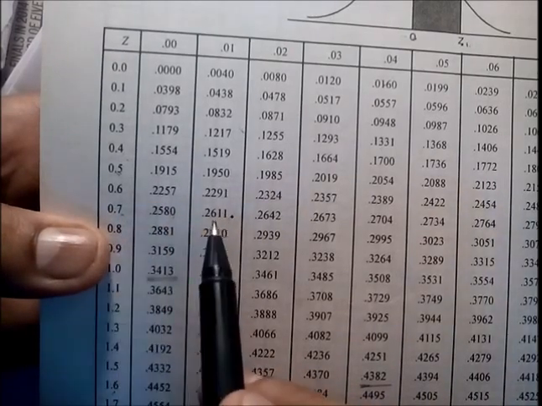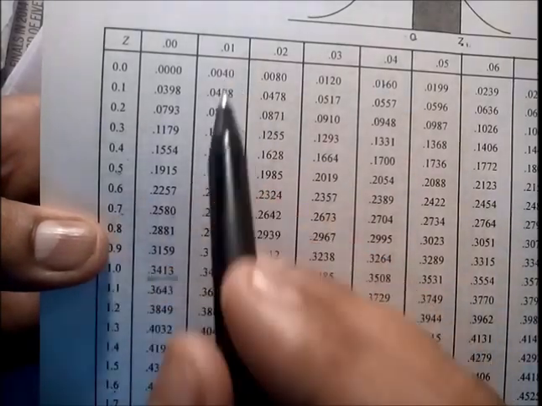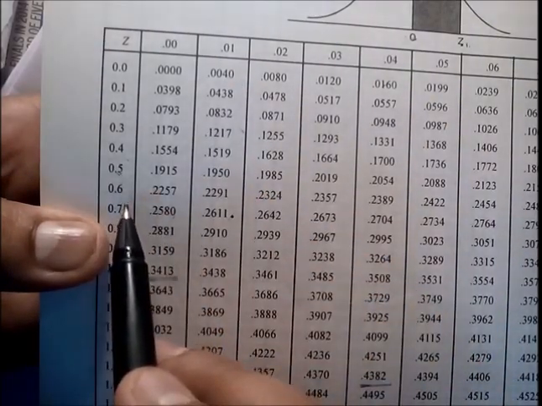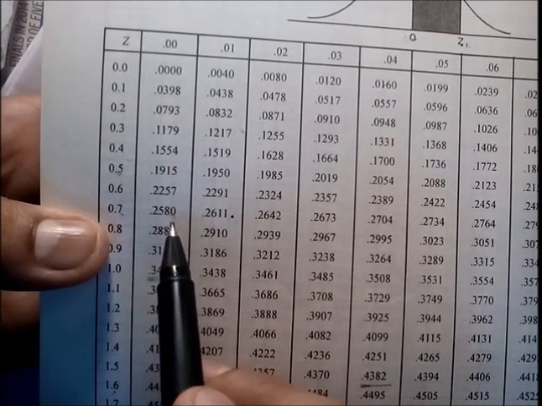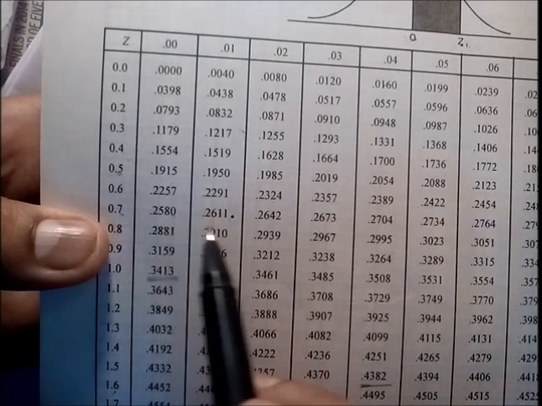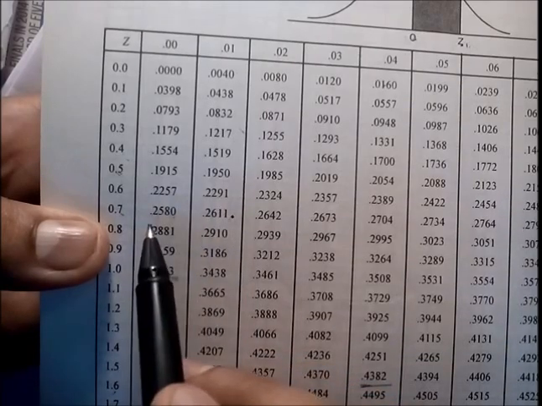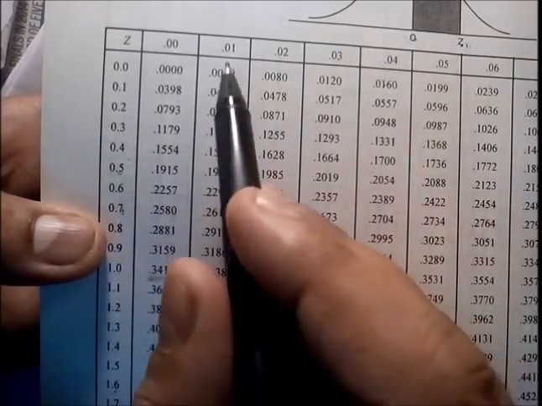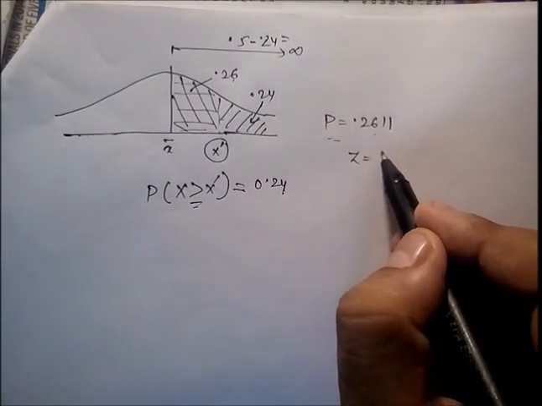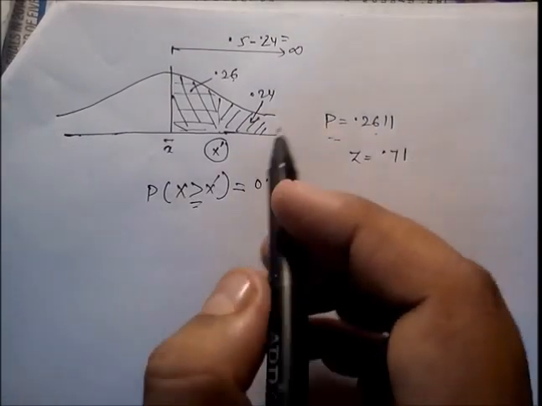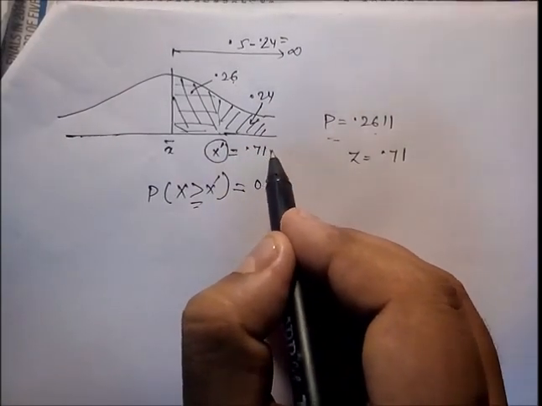Therefore we have to use the nearest z value. The nearest z value is 0.71, not 0.70. If you select 0.70, then it is 0.2580. The difference between 0.2580 and 0.26 is 0.0020, and here it is 0.0011. So this one is the nearest one. Therefore z is equal to 0.71. So p is equal to 0.26, z means 0.71.